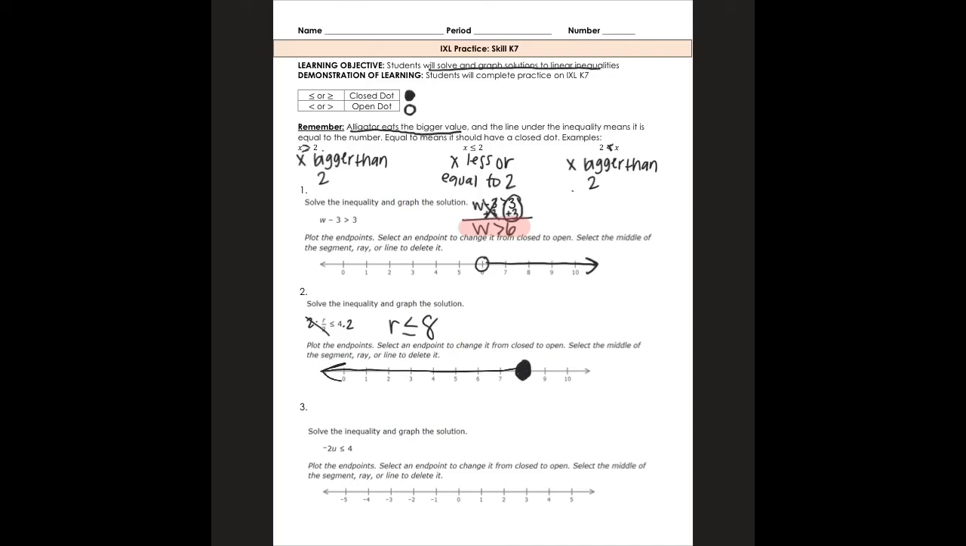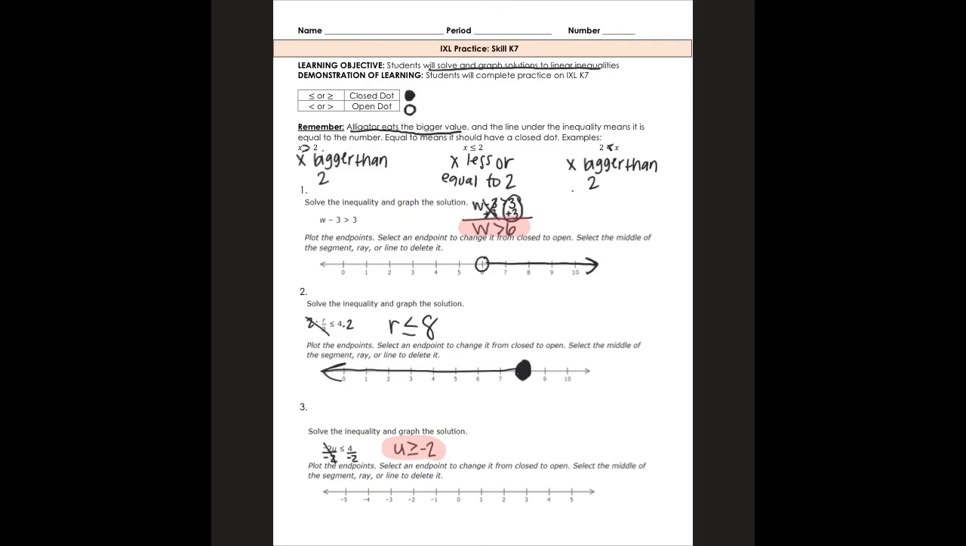Number 3, I have negative 2u is less than or equal to 4. I need to divide both sides by negative 2. And then I have u. Since I divided by this negative, we have to flip the sign. So greater than or equal to 4 divided by negative 2 is negative 2. This is my final answer because u is by itself.